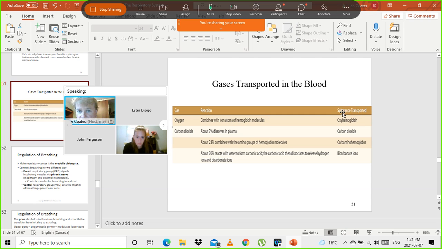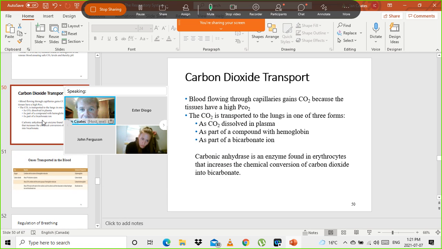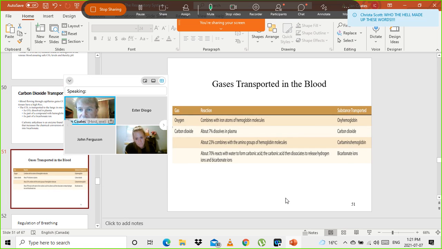Oxygen combines with hemoglobin, changing into oxyhemoglobin. The oxygen binds to the iron in the hemoglobin and turns into oxyhemoglobin. Carbon dioxide can be transported back as carbon dioxide, about 7%. Carbon dioxide can also attach to the hemoglobin, called carbaminohemoglobin. It's the same slide as what we just saw, but we've got some percentages now. About 70% of the carbon dioxide comes back as bicarbonate. So there are three different ways CO2 can go back.